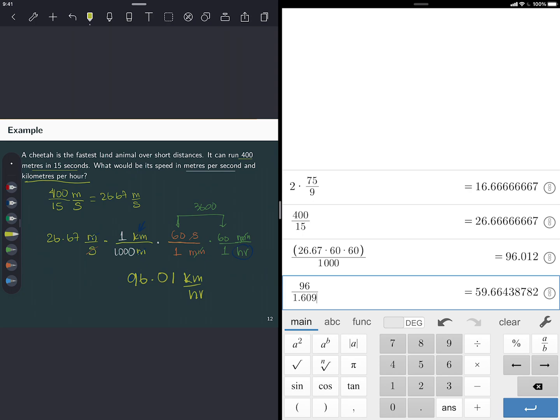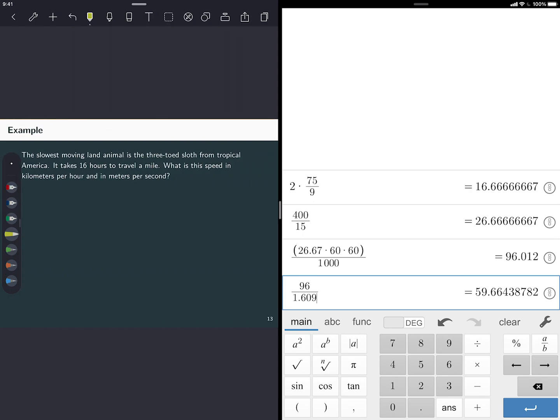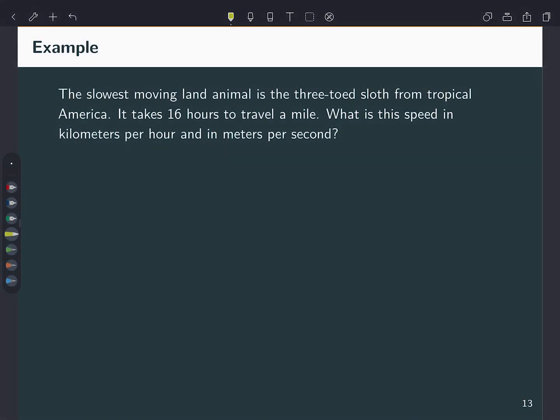Okay, last question. The slowest land animal is a sloth, a 3-toed sloth from tropical America. It takes 16 hours to travel 1 mile. This is the opposite, very, very slow. What is the speed in kilometers per hour and in meters per second?